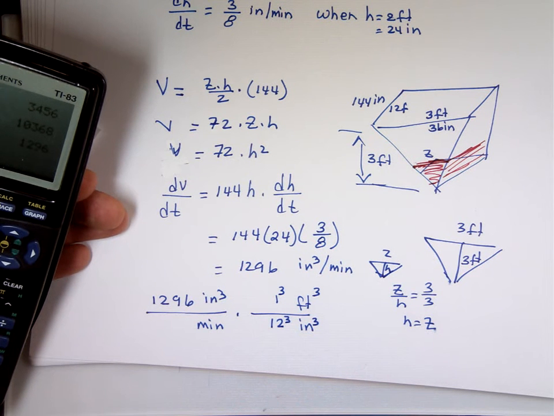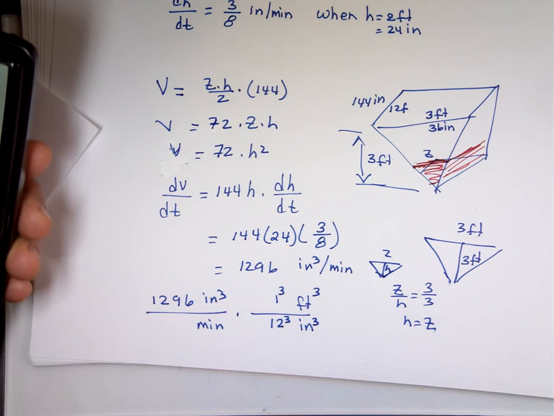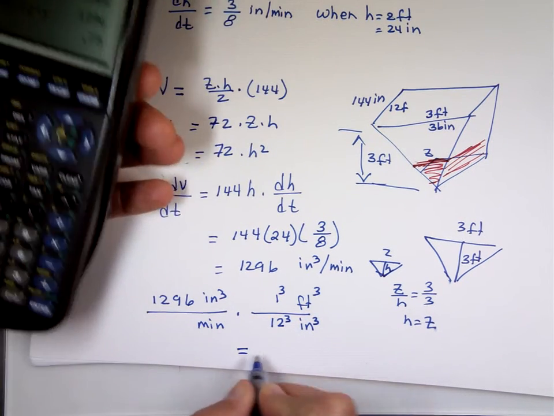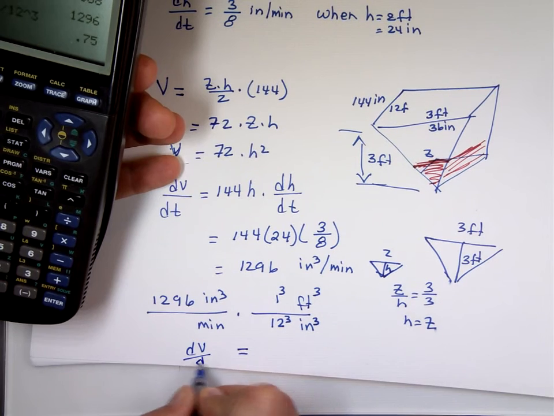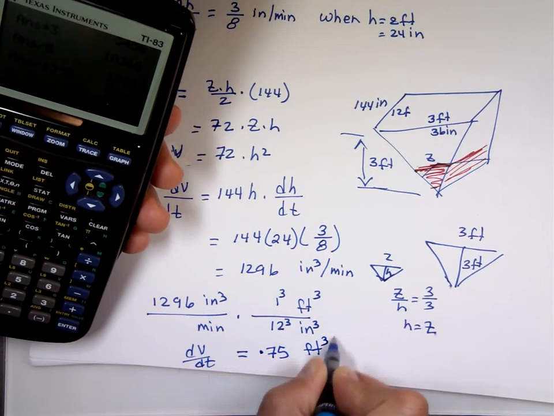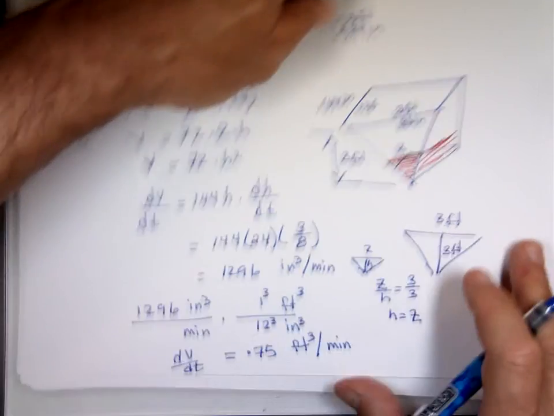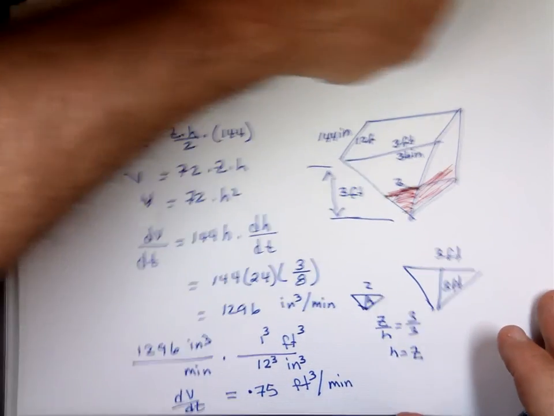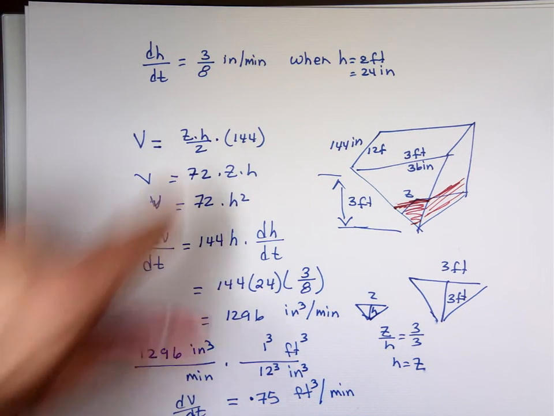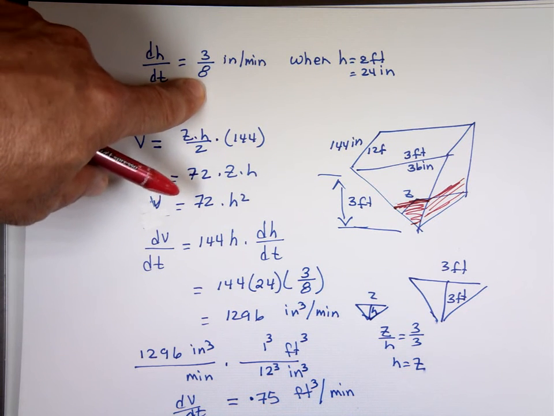So divide that number by 12 cubed. And you will end up with the answer dV/dt equals 0.75 cubic feet per minute. So you don't just divide it by 12, it's by 12 cubed because of volume. Or you could just, as I said, convert this to feet per minute and leave the rest in feet.